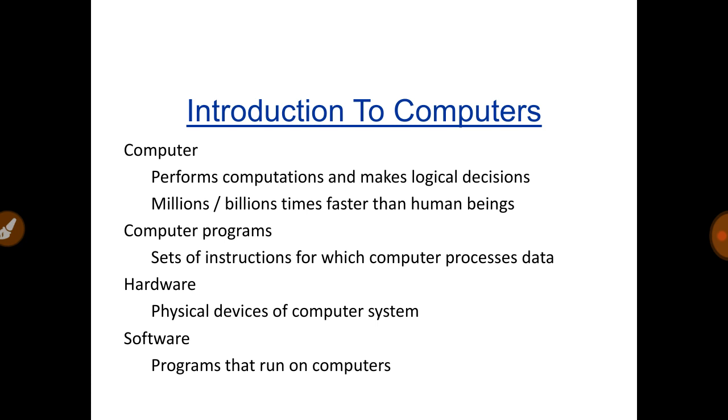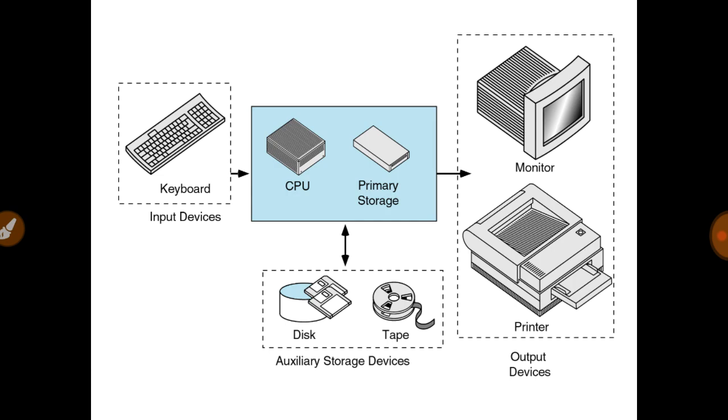Next, computer programs: hardware and software. Hardware means the physical devices of the computer system. Software is a collection of programs. Here is a diagram of a computer: keyboard, CPU, primary storage, monitor. Firstly we give instruction through the keyboard, then the CPU converts the data into meaningful information. The CPU then stores the data in memory. Next, to show the result, the monitor.